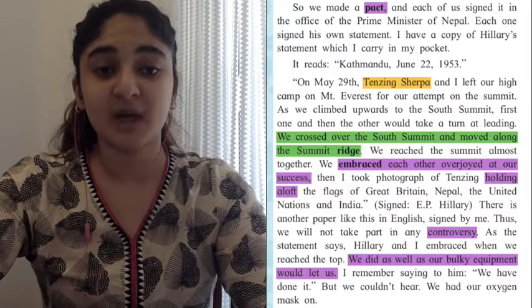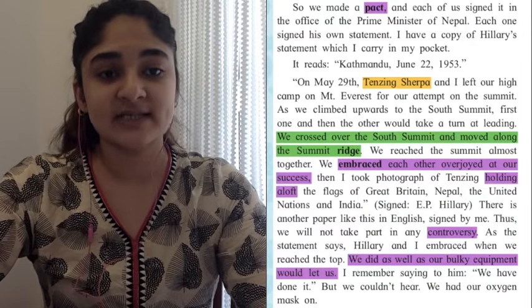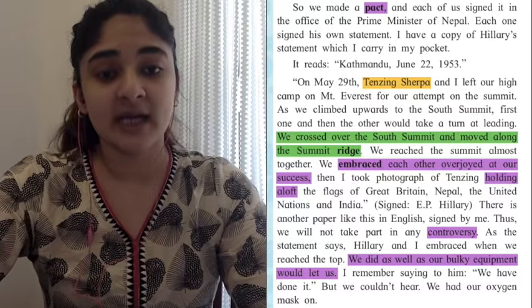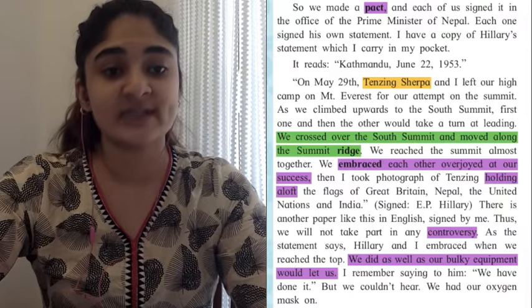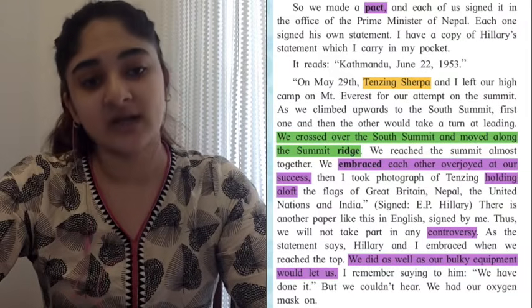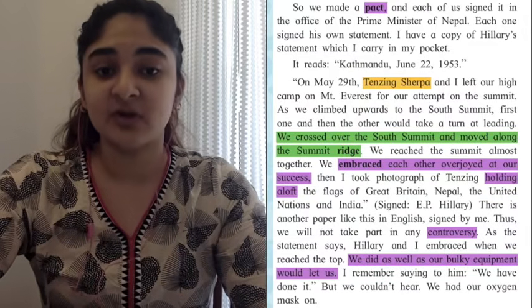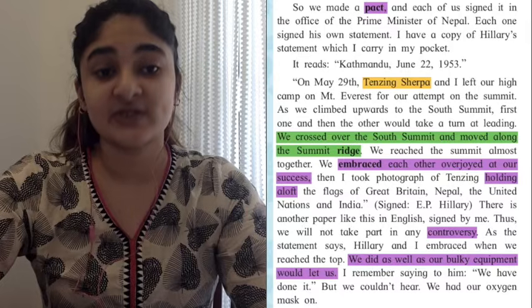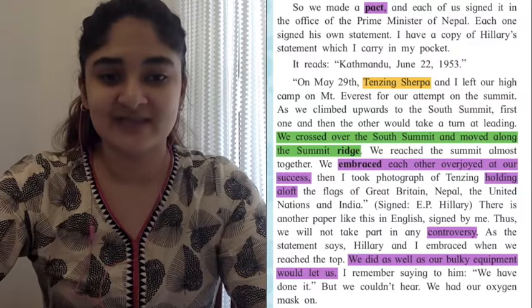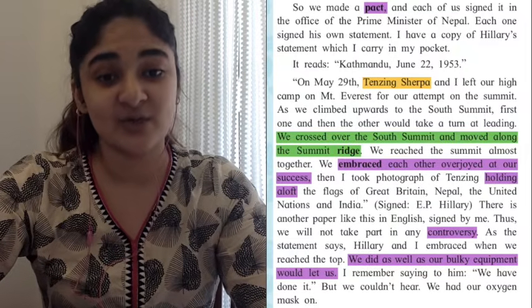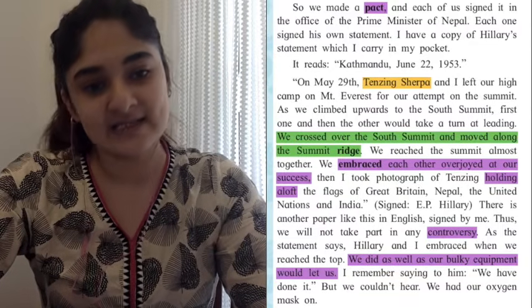It reads, Kathmandu, June 22, 1953. On May 29th, Tenzing Sherpa and I left our high camp on Mount Everest for our attempt on the summit. As we climbed upwards to the south summit, first one and then the other would take a turn at leading. We crossed over the south summit and moved along the summit ridge. We reached the summit almost together. We embraced each other, overjoyed at our success. Then I took photograph of Tenzing holding aloft the flags of Great Britain, Nepal, the United Nations, and India.